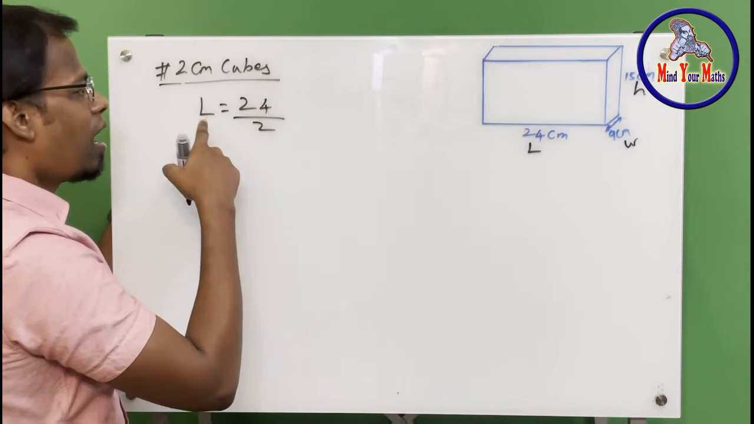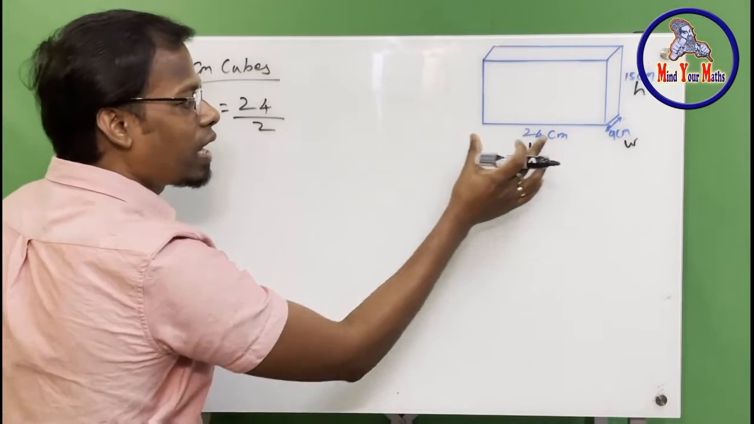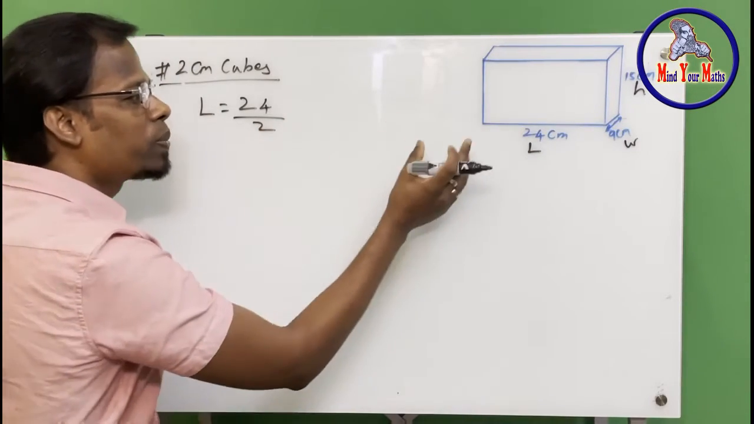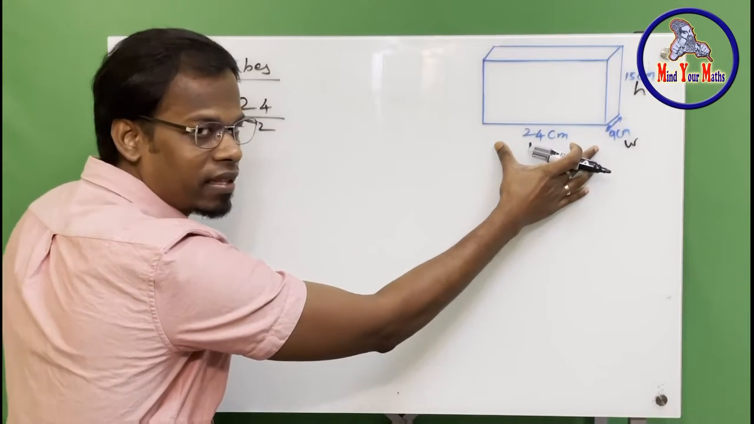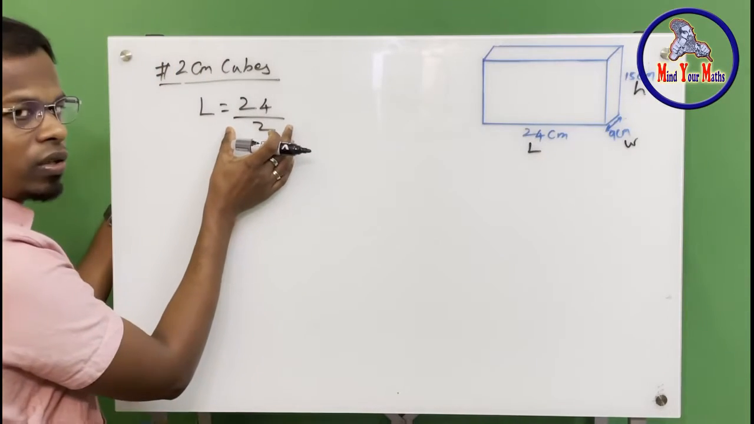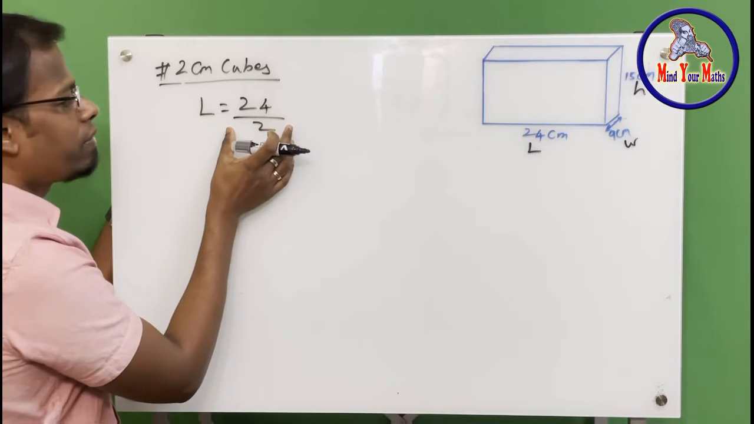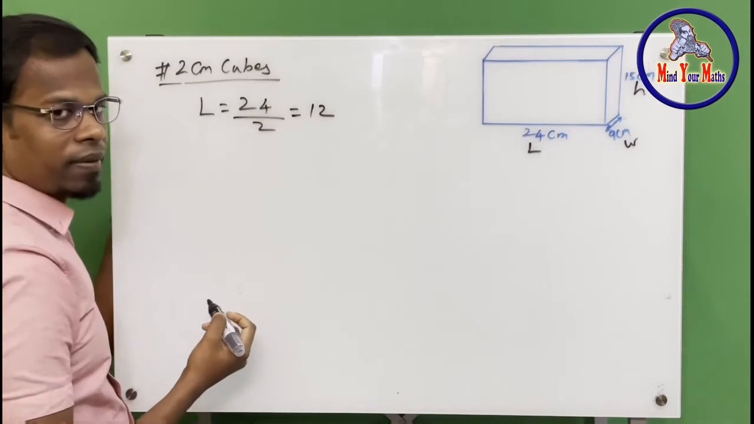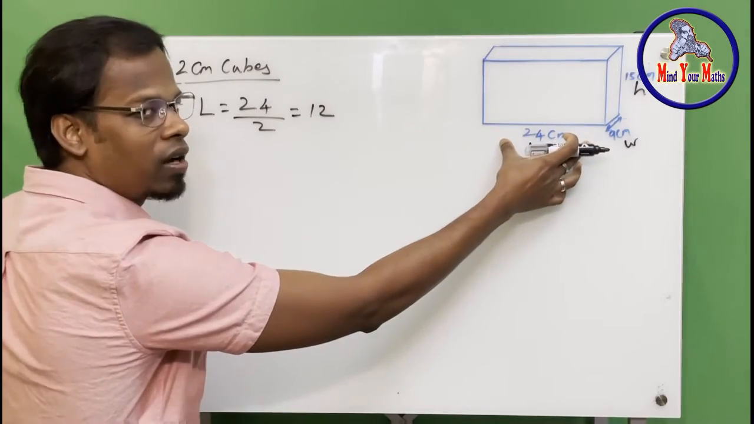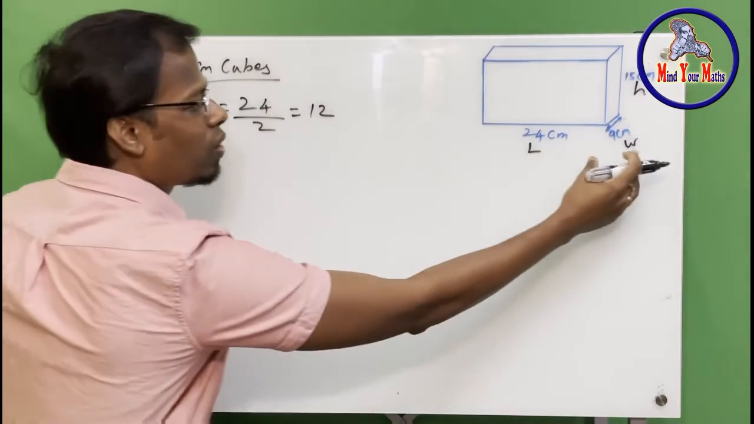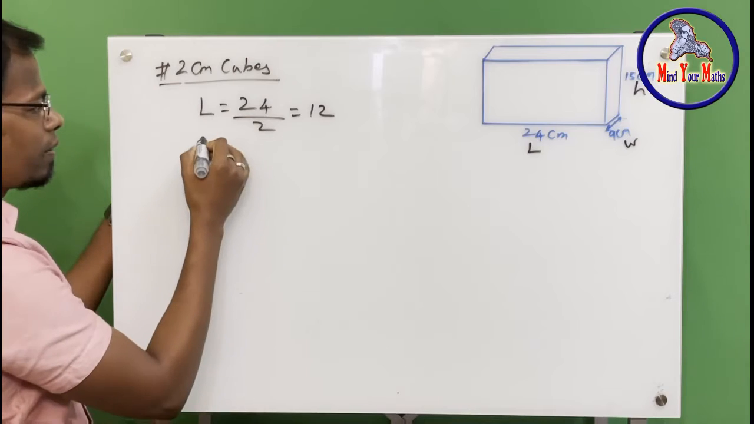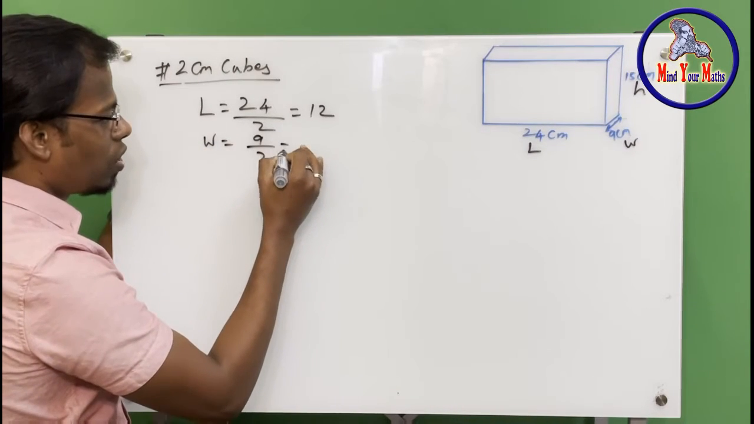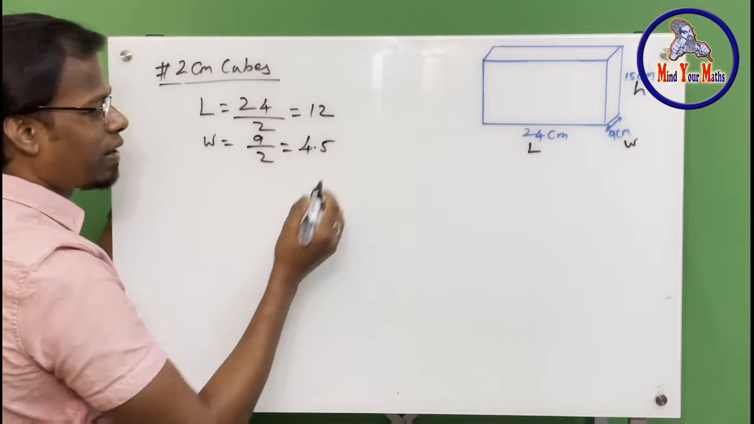So in that case, how many cubes can fit? Again, we are not finding the length. We are just going to find how many cubes can fit in this length. So we will divide the length by 2, which equals 12 cubes. Yes, 12 cubes can fit on the length side. Now on the width side, how many can fit? On the width side, it is 9 divided by 2, which is 4.5.